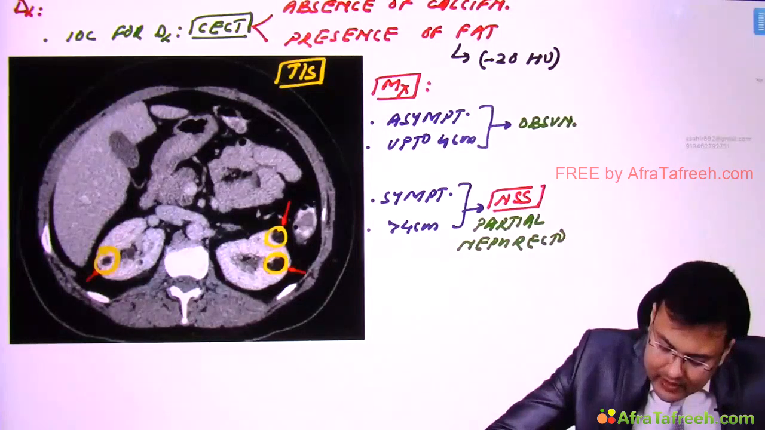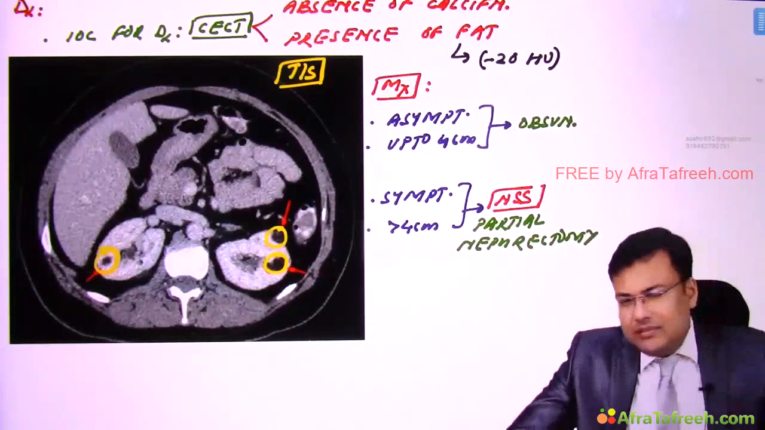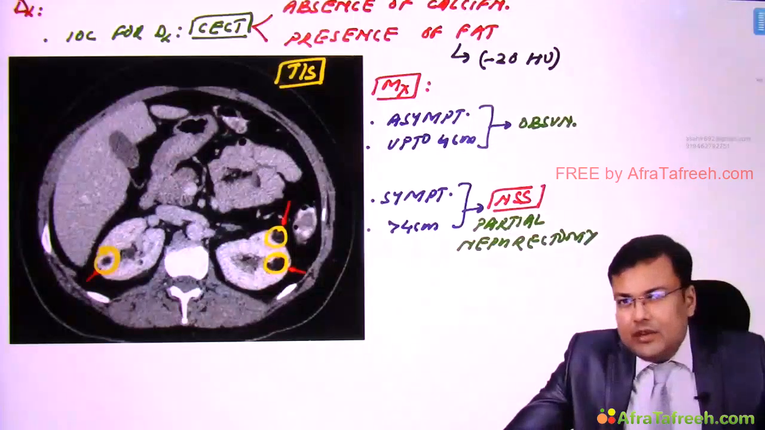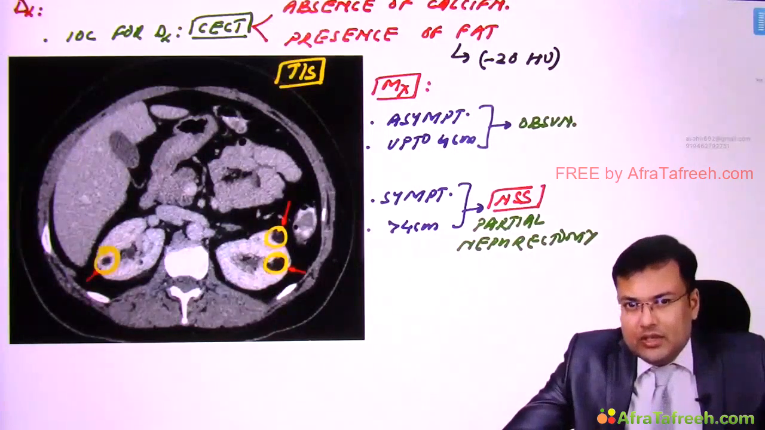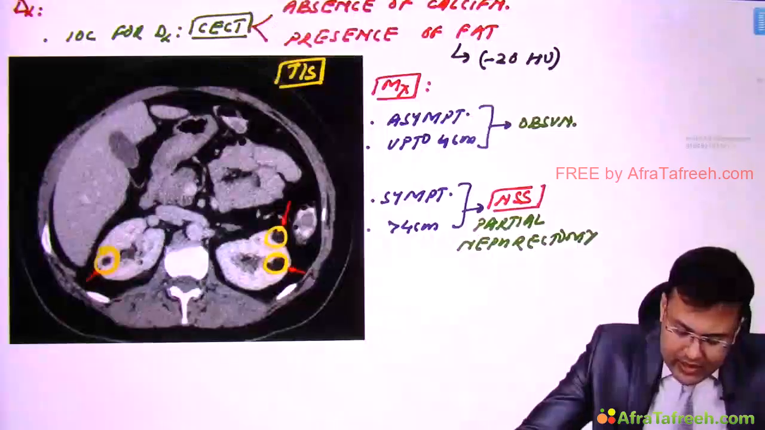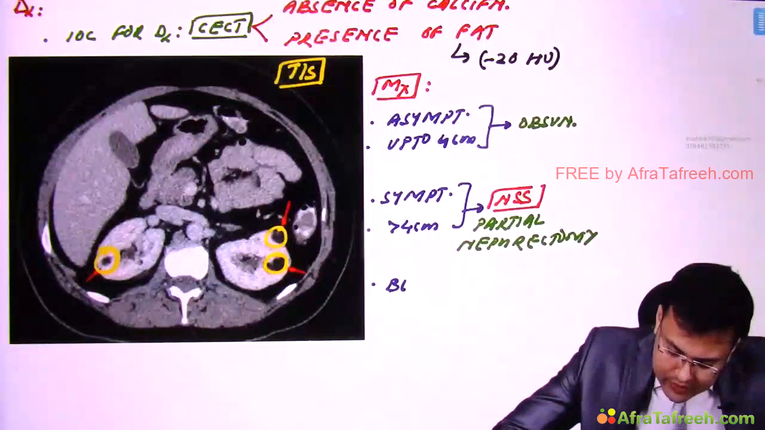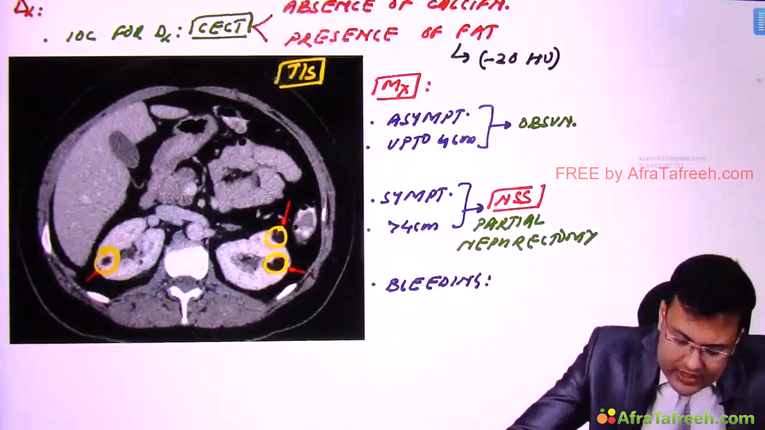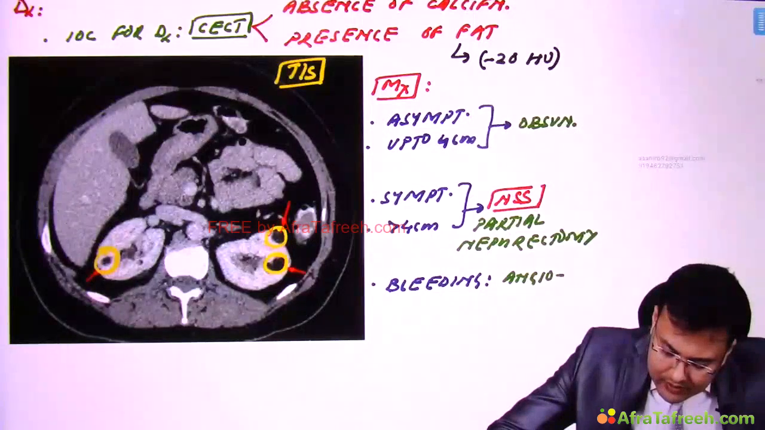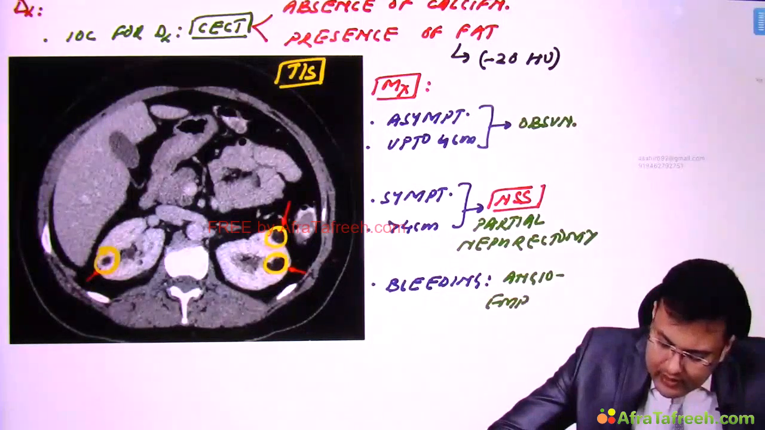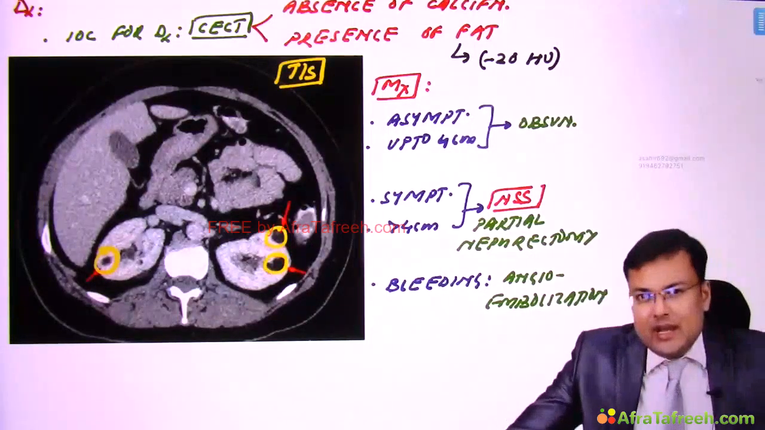Simple. Now imagine sometimes a patient is coming to your emergency because of bleeding. So if bleeding starts in the tumor, then we go for angioembolization. So if the patient is having bleeding, for these bleeding manifestations, what is done? We go for angioembolization. Clear? So this is how we manage the angiomyolipoma.